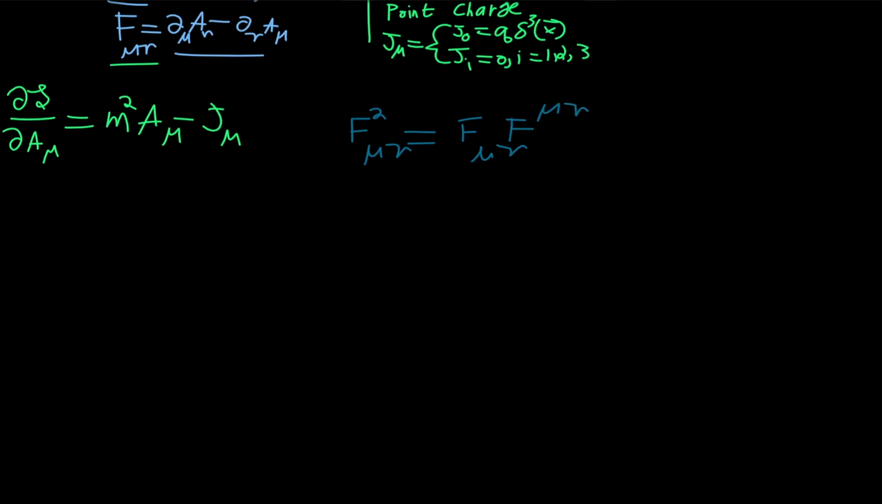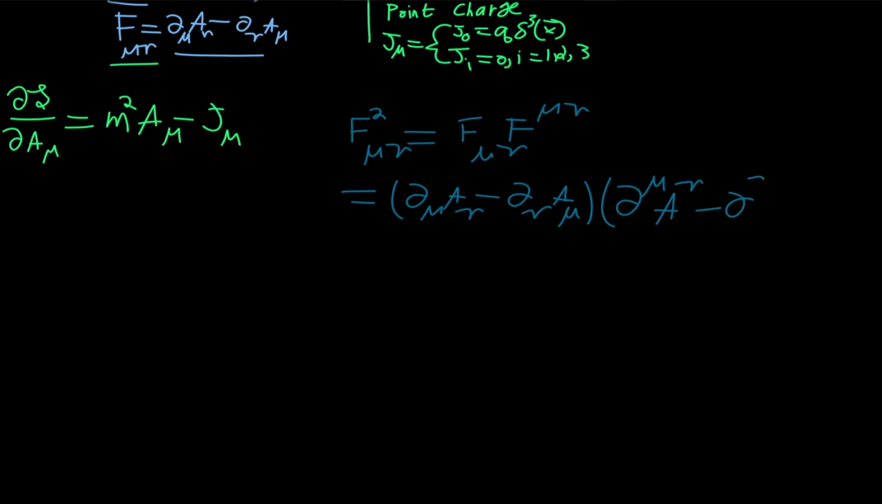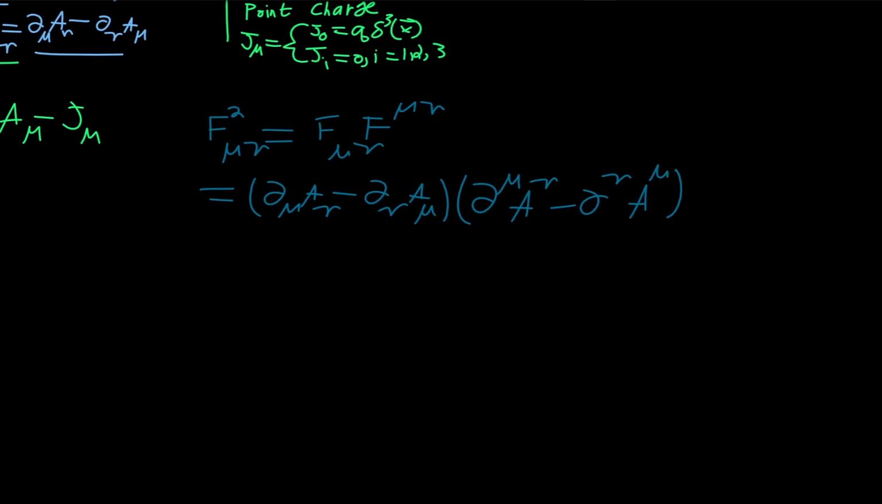I said the exact same thing twice, but there is a difference. One has covariant and one has contravariant indices. But what this really means is that we're multiplying these two things together. So we have partial mu A nu minus partial nu A mu, and then we're multiplying that by partial mu, but in the upstairs position this time, A nu, minus partial nu A mu. So what exactly do we get when we FOIL this out?